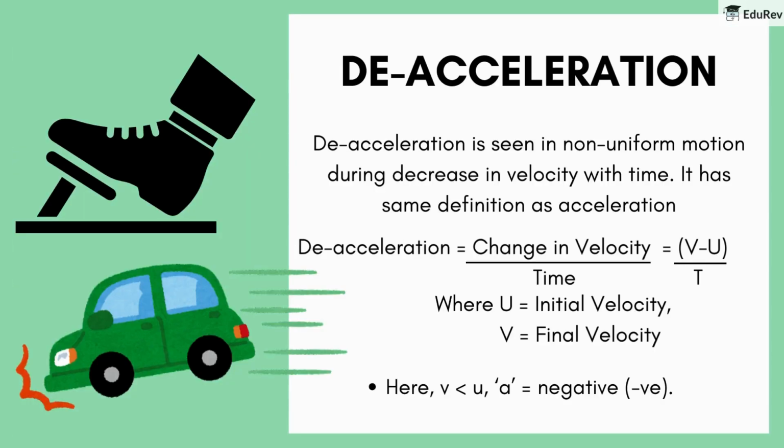Deceleration is seen in non-uniform motion during a decrease in velocity with time. It has the same definition as acceleration, but in this case, the final velocity is less than the initial velocity, resulting in a negative acceleration value. So the formula is the same. But the v is less than u.